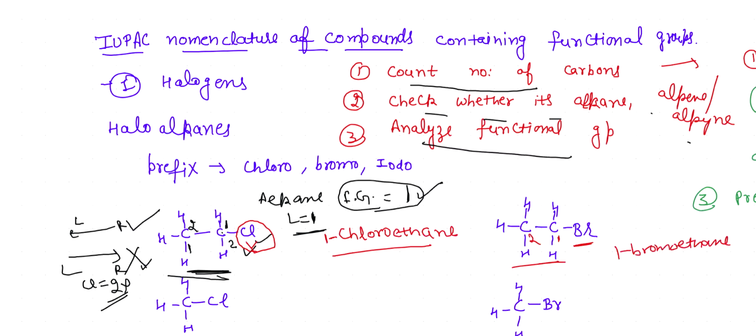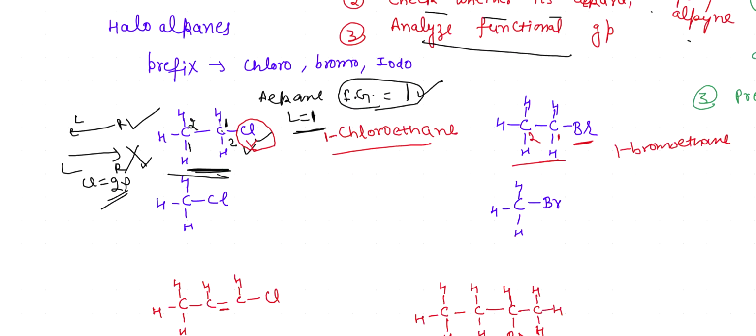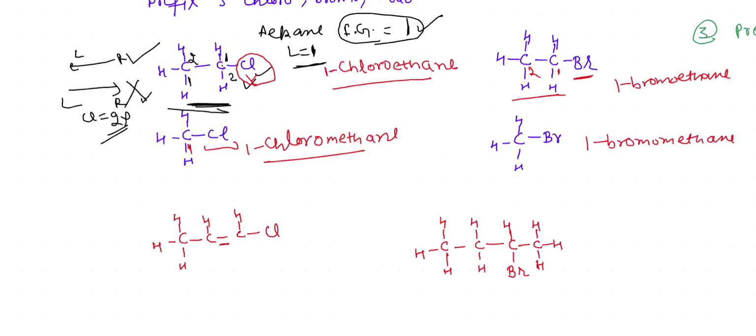Okay. So the next molecule contains 1 carbon. So for 1 carbon, the word root is meth and the prefix is chloro, as chloro is the functional group. For 1 carbon meth and a single bond, it is methane. 1-chloromethane. And this is your 1-bromomethane. So look at the other molecules also.